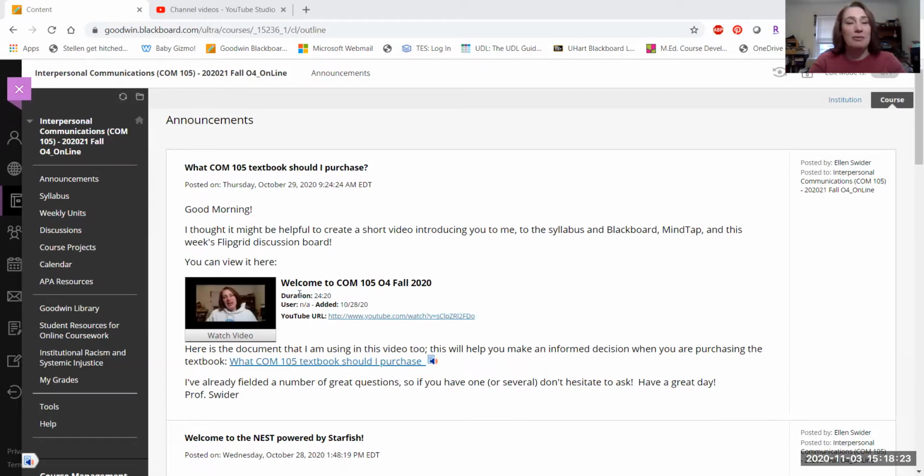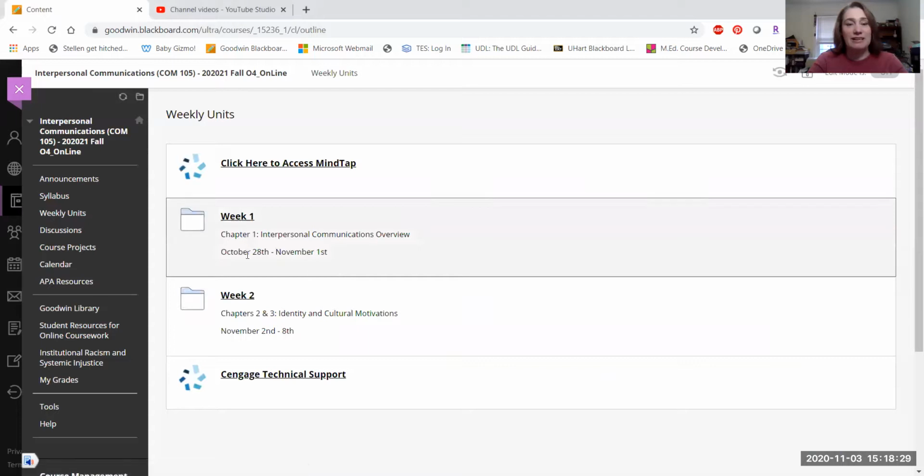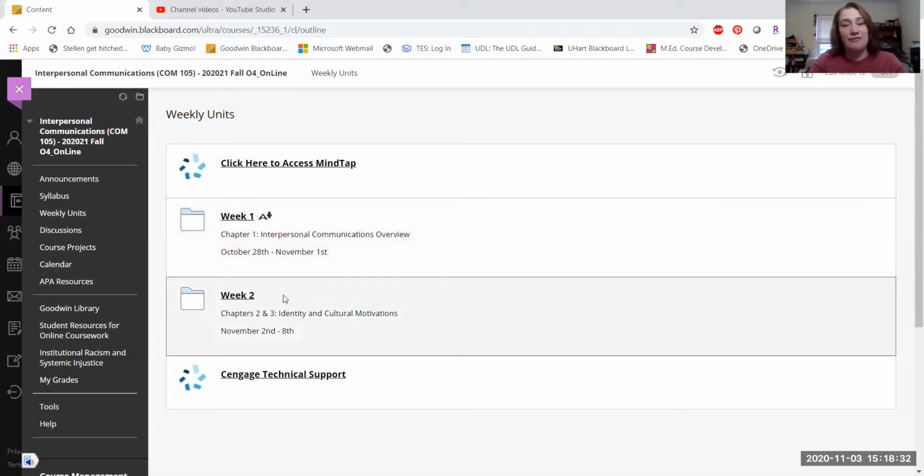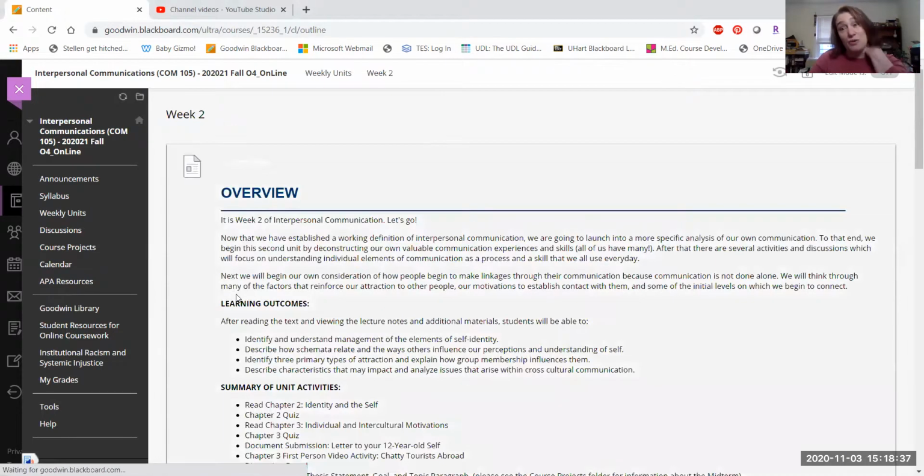So let's take a look at what we're doing this week. I'm going to go over here to weekly units. And we're going to click on week 2, which just appeared the other day for you. And this week we're looking at chapters 2 and 3, which have to do with personal identity and cultural motivations. So what you're going to notice for the next several weeks is we do 2 chapters a week. Last week we did 1 chapter. This week and the week afterwards, we're going to be doing 2 chapters. And you'll see for the most part, we do 2 chapters at a time. The only reason why we wouldn't do 2 chapters at a time is if you have something big like the midterm project. So expect to do 2 chapters each week.